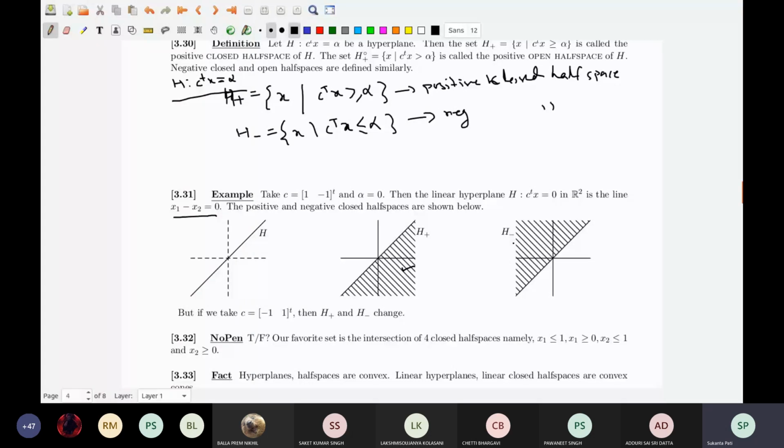But instead of that, if I write the hyperplane as H is equal to minus x1 plus x2 equal to 0, it is the same hyperplane, but the way I have written C, depending on what is my C, then H plus and H minus will change. Here I am taking C as minus 1, 1. Okay, this is the C transpose that I am taking. So H plus and H minus will change.